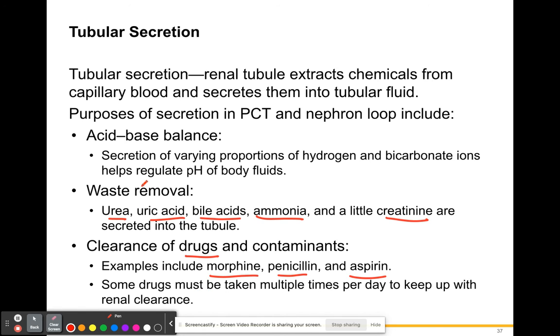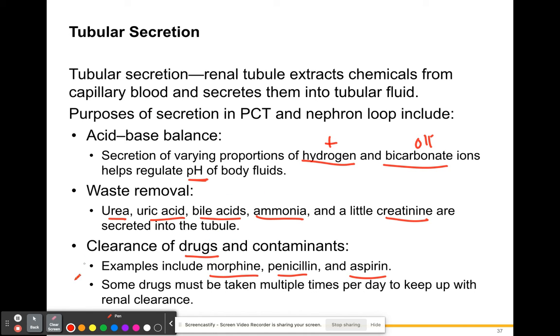This is also going to help in regulating the pH of your body fluids. Things like hydrogen ions and bicarbonate ions are going to affect your blood pH. We want to get rid of certain hydrogen ions and bicarbonate ions to keep your blood pH at its normal levels. So these are things that we want to get rid of.